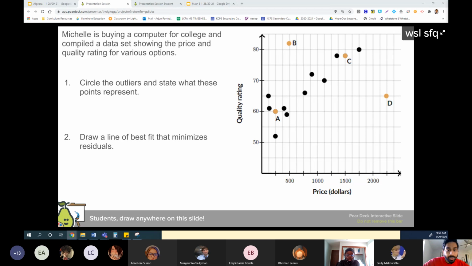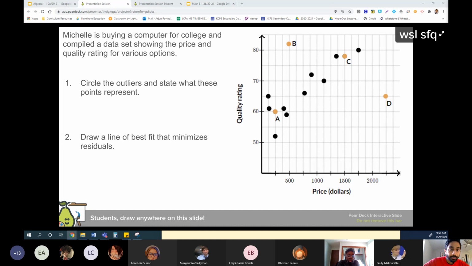All right, most of you are done with some kind of explanation. Now, don't forget to do the second one, which is to draw a line of best fit, which minimizes residuals. You want to minimize your residuals. So that means it needs to be dead center as much as possible in between those data points. So use that line tool to do a really nice line that cuts the data right in half as much as possible to minimize residuals.